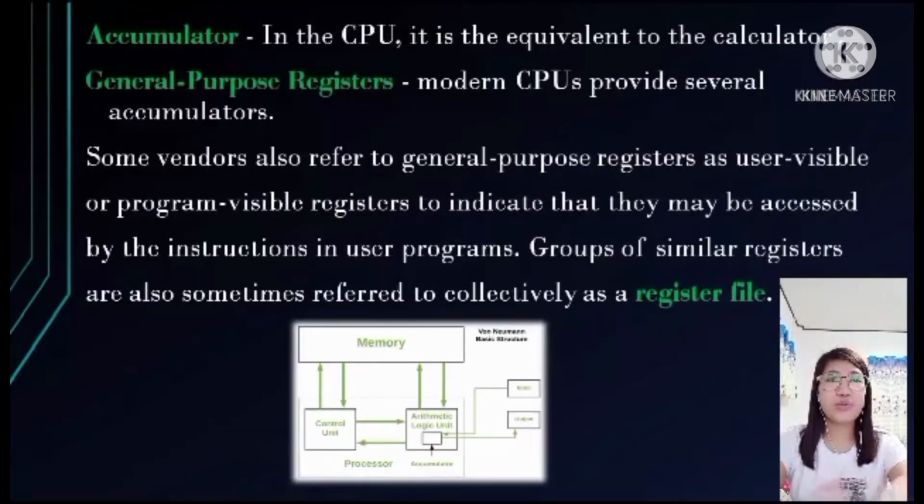In the CPU, the equivalent to the calculator is known as the accumulator. Modern CPUs provide several accumulators. These are often known as general-purpose registers. Some vendors also refer to general-purpose registers as user-visible or program-visible registers to indicate that they may be accessed by the instructions in user programs. Groups of similar registers are also sometimes referred to collectively as a register file.